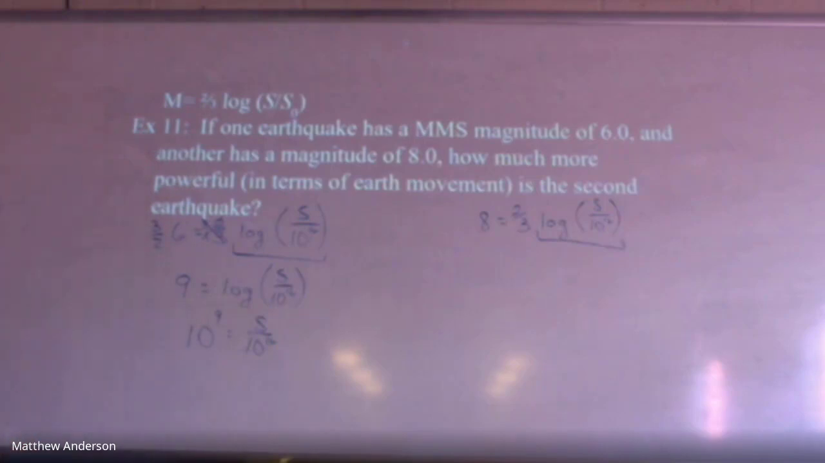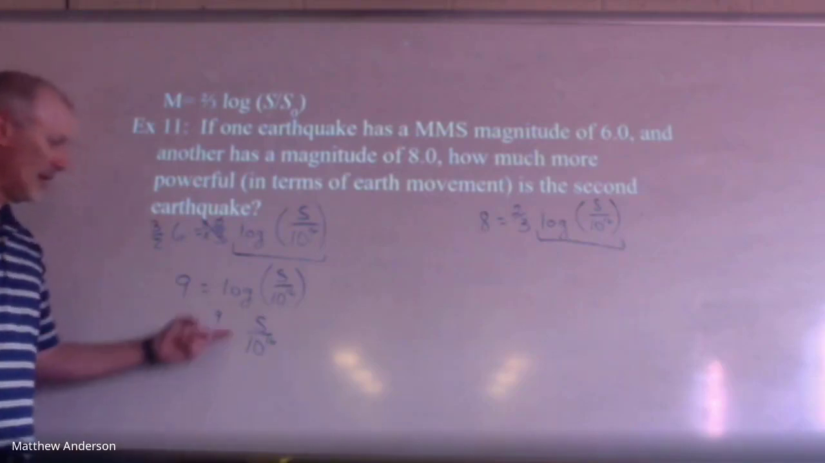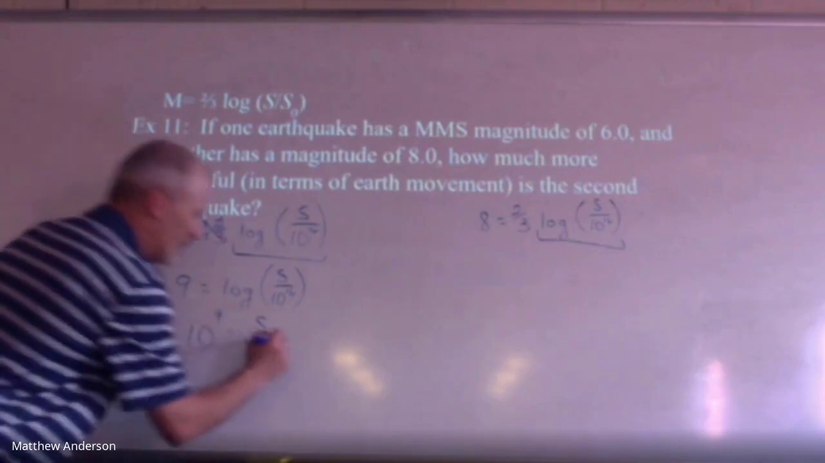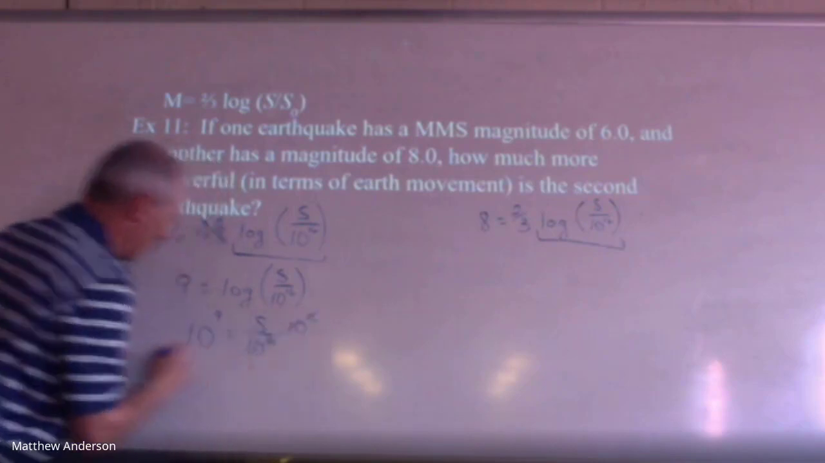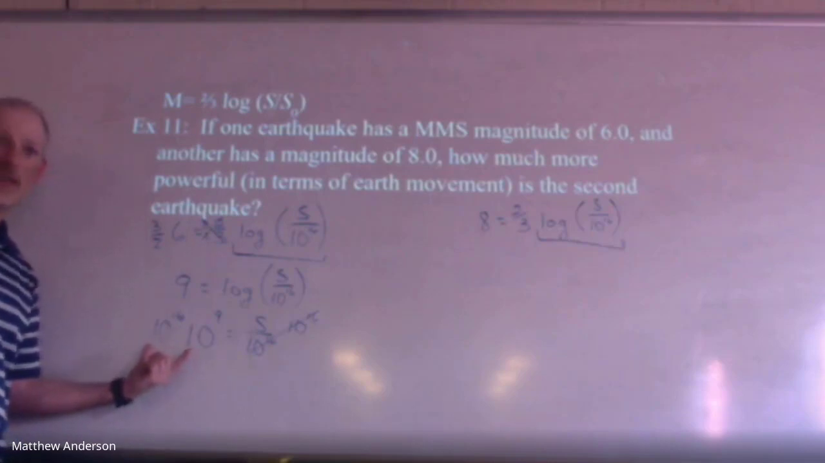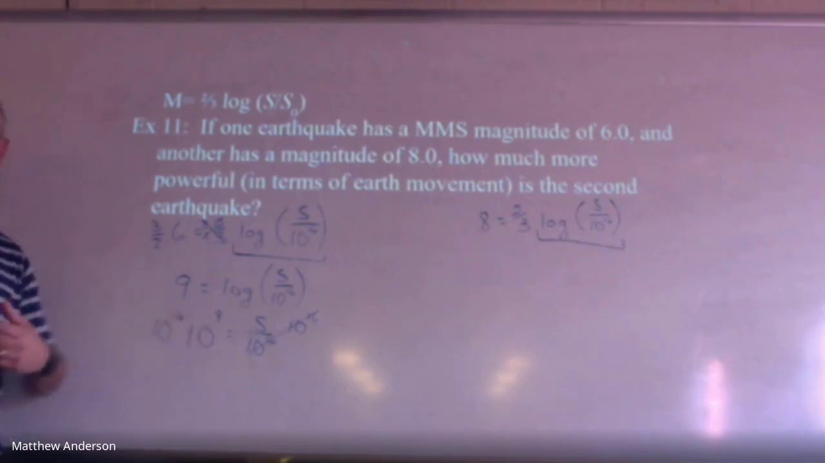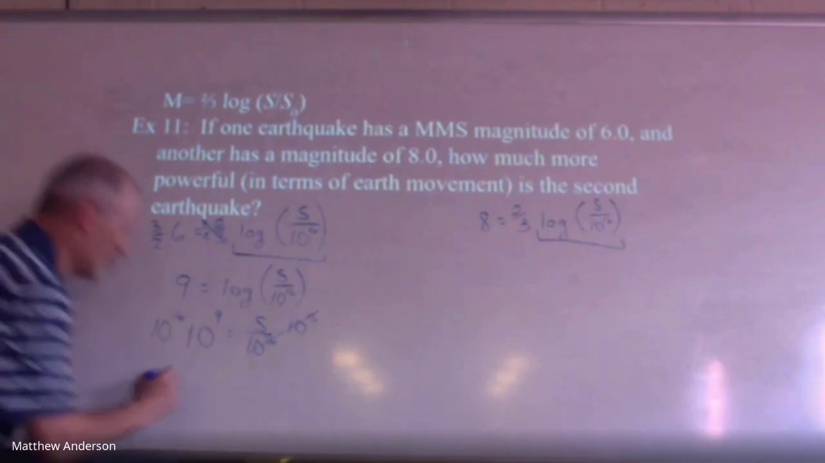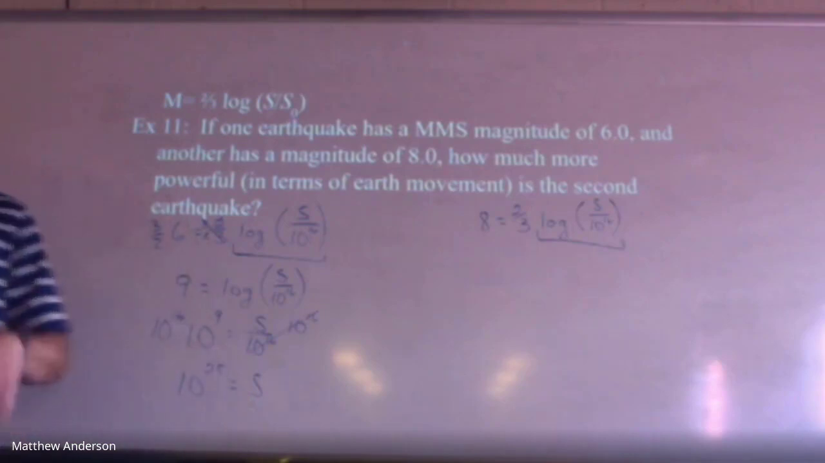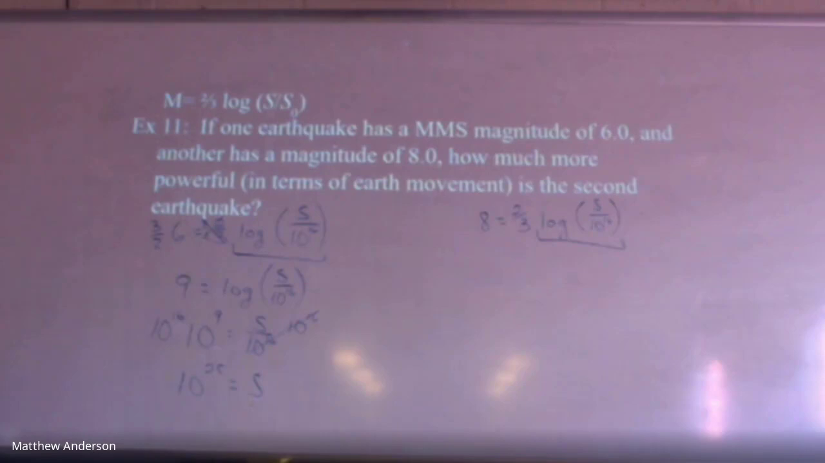And then to finish getting that s by itself, what do we have to do? Because it's being divided, we have to multiply by 10 to the 16th. So that will cancel. We have to do the same thing over here. What's the rule when we multiply numbers that have the same base and they have exponents? What do we do with the exponents? Add them. So this becomes 10 to the 25th power equals s. And we're just going to leave that right there for now. That's the smaller earthquake. But I'll tell you, 10 to the 25th power is a really big number. If you put that in your calculator, it's very big.